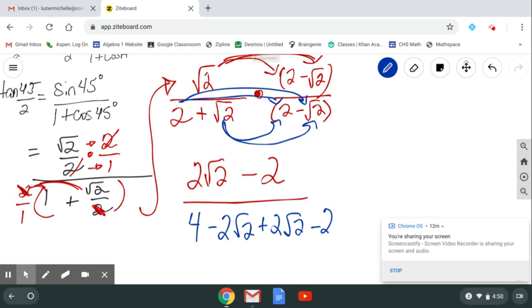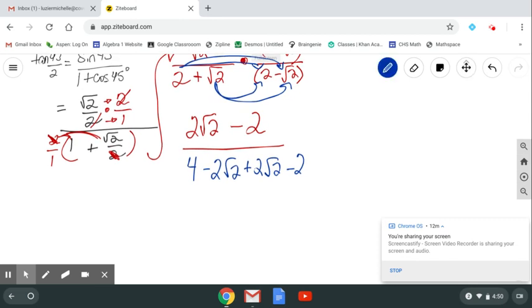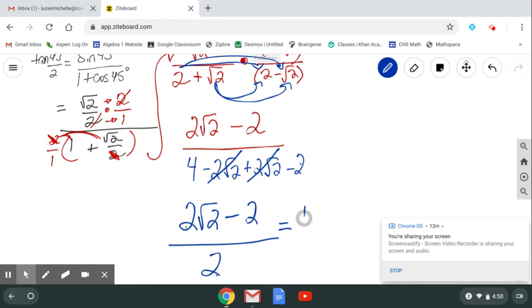So now I'm going to simplify my fraction further. In the numerator, we still have 2 radical 2 minus 2 over a negative 2 radical 2, a positive 2 radical 2. Those are going to cancel out. I'm left with 4 minus 2. So 4 minus 2 is 2. And then the last step that we can do here is 2 over 2 becomes 1, radical 2 minus 2 over 2 is 1. So radical 2 minus 1.